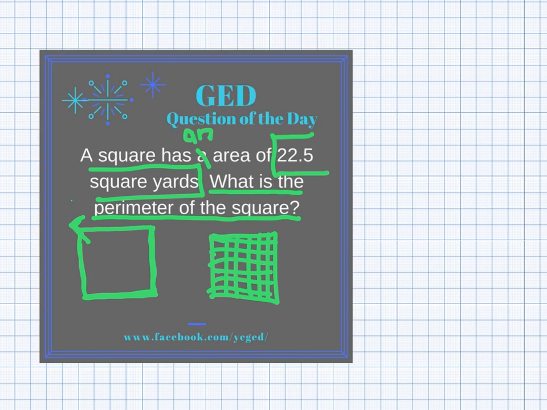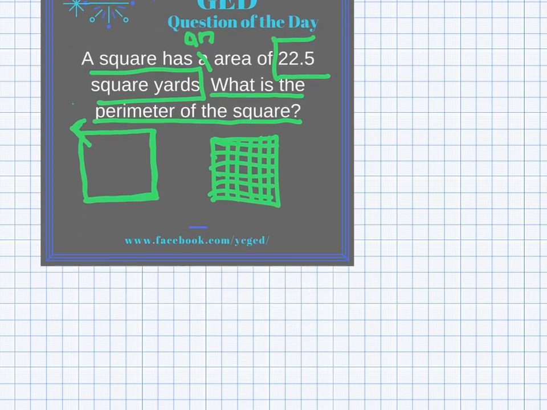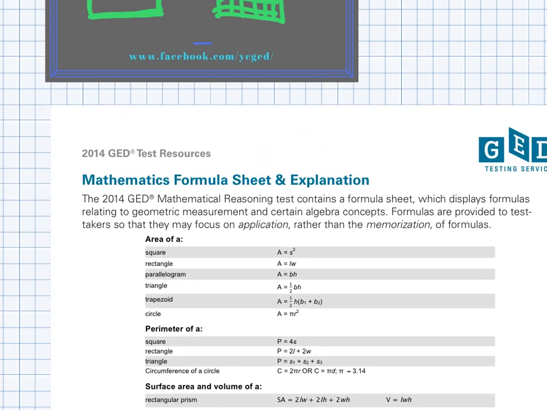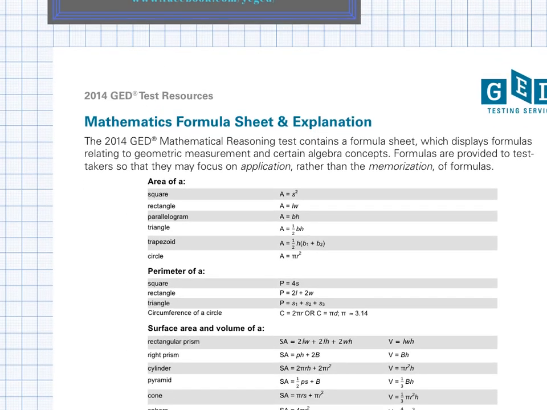But what I'm going to do here is consult the GED formula sheet, because I happen to know that I have a formula for perimeter of a square. I've been asked to find perimeter of a square, and I have a formula for it. So I've got the GED formula sheet right here. Under perimeter, I look across to the square, and there it is. It says P equals 4S, meaning the perimeter is equal to 4 times the side length.